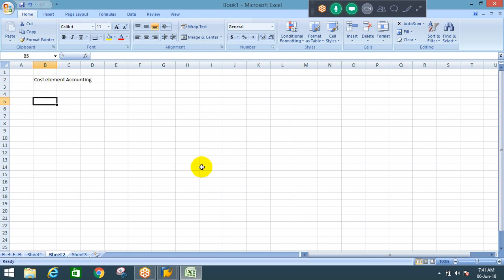Suppose you are booking some expenses in FI, stationery or electricity charges. That should come to CO. Why should it come to CO? Whatever expenses we book in FI should finally be charged to product. All of it should go to the product in CO.